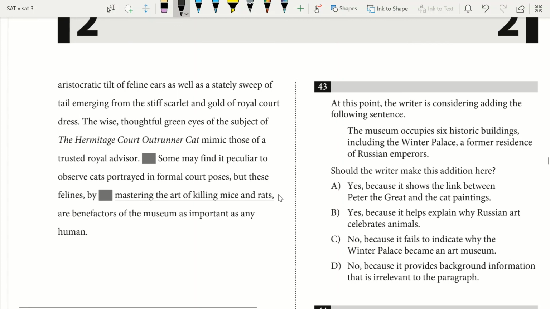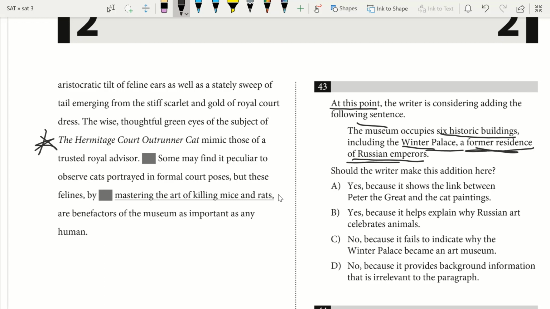Alright, now we're on question 43, and we're asked at this point, the writer is considering adding the following sentence. The museum occupies 6 historic buildings, including the Winter Palace, a former residence of Russian emperors. Well, if we think about what we're talking about right here, we're talking about the paintings of these cats. So we don't really need to include any historical details about the museum at this point, because we're talking about the paintings of the cats, right?